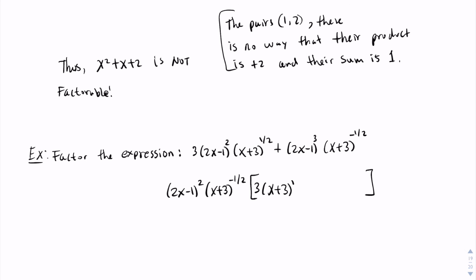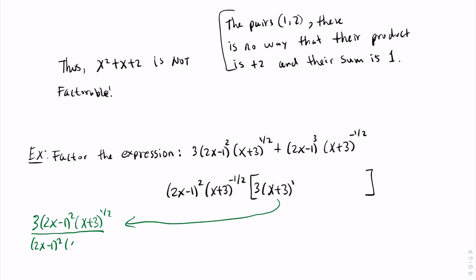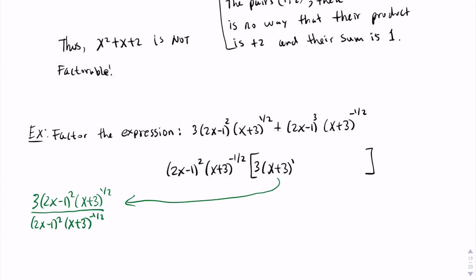Another way to think about how we get this is you divide this term by this GCF. So you can get 1/2 minus 1. I'm going to write it like this, and let me know if this makes sense. The way that we get this is 3, 2x minus 1 squared, x plus 3 to the 1/2, divided by what we factored out, which is 2x minus 1 squared times x plus 3 to the negative 1/2. Do you see that the 2x minus 1 to the second power will cancel out, right? So the 3 will be there. You see it here, you see it here.